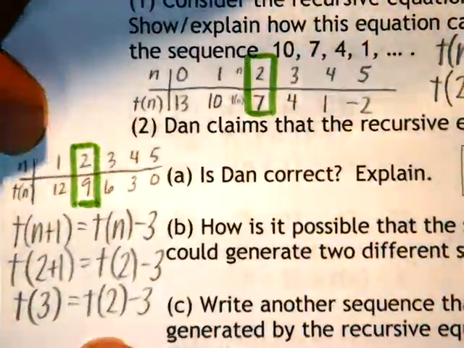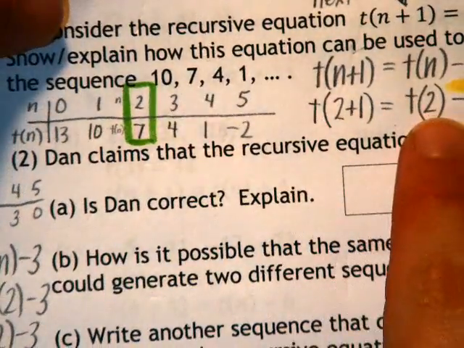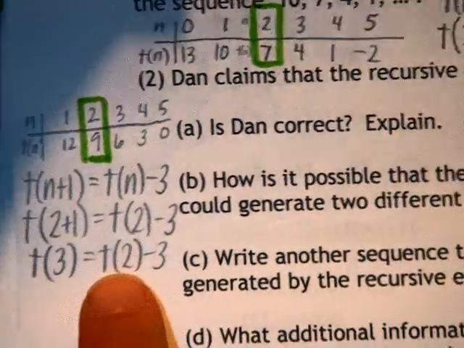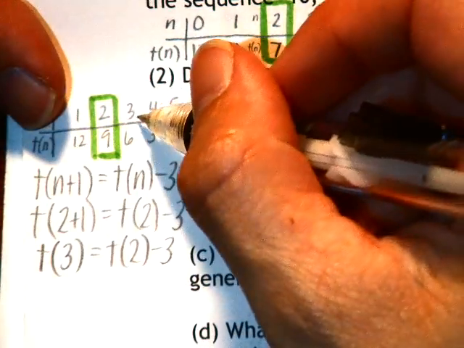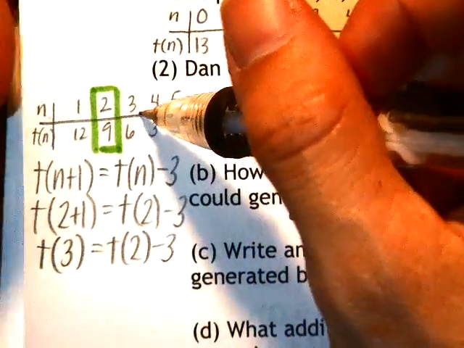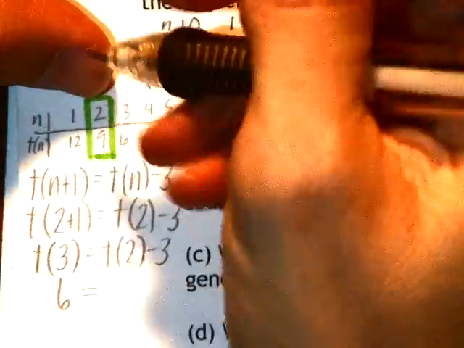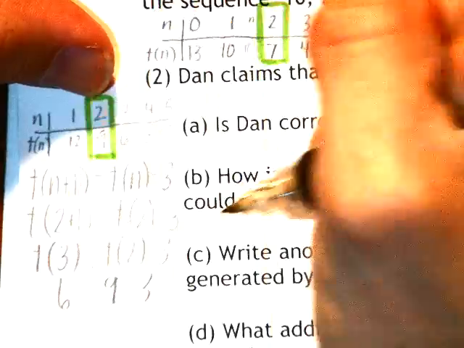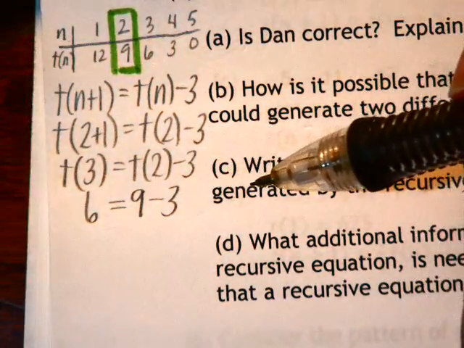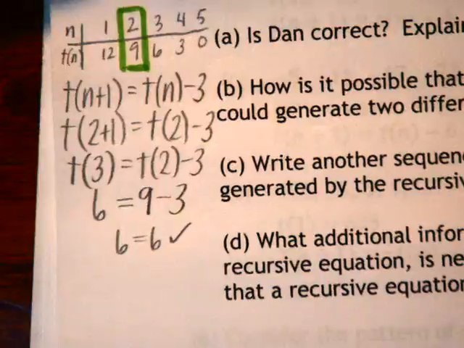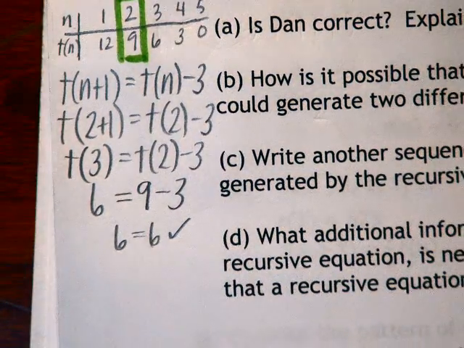This is looking exactly like the work that I did in the previous question, so I don't really see what he's getting at here. How could this possibly make sense with his numbers? T of 3, I'm looking at the table, t of 3, third term, that's 6, so I'll plug in 6, equals t of 2, that's 9, minus 3. But then I look at this and go, oh, wait a minute, hold on. That's true. 6 is equal to 9 minus 3. That totally works. That totally makes sense. And that doesn't seem right.